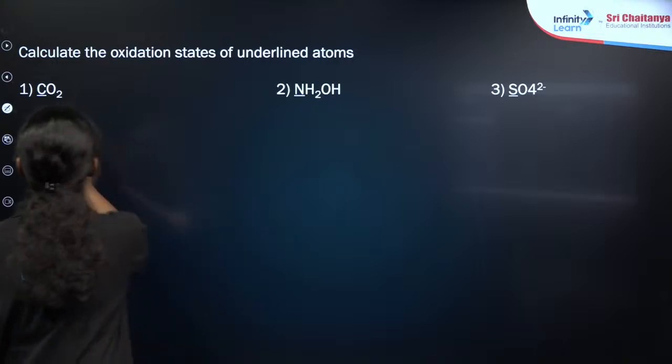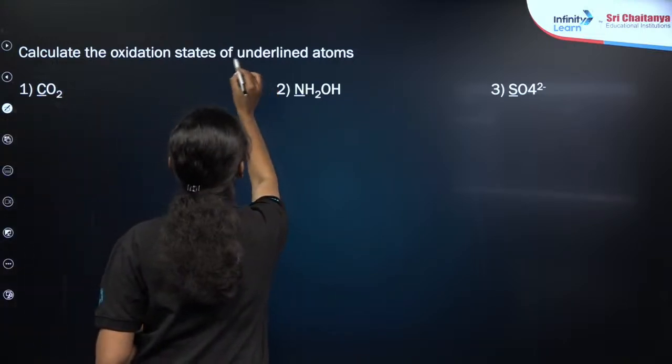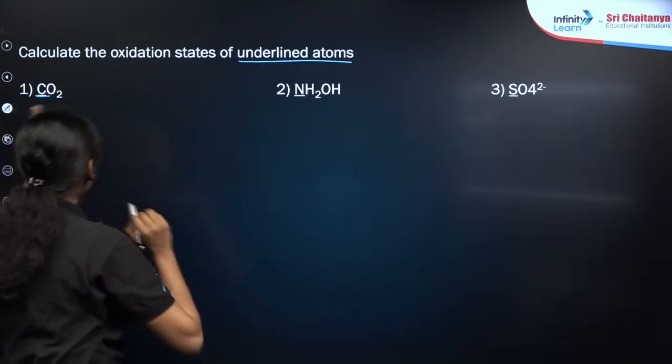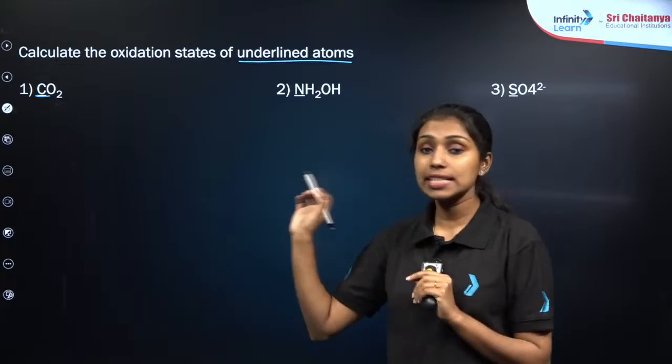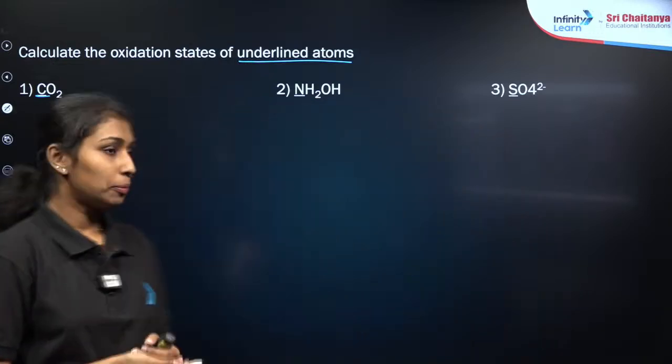Here you can see in the case of the first one, that is carbon dioxide, you have to find out the oxidation number of the underlined atom. Carbon is the underlined atom here. You have to find out the oxidation state of carbon in the carbon dioxide molecule. Then please give me the answer.